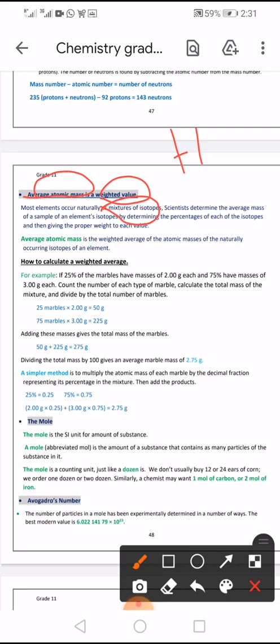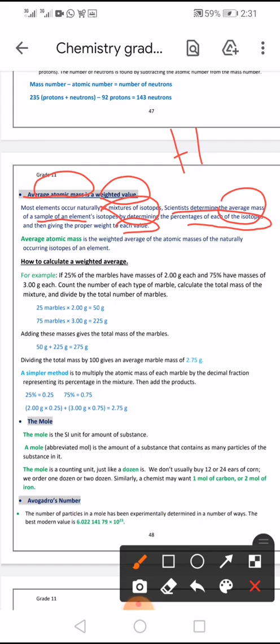Scientists want to know the average mass of a sample of an element, like hydrogen, with its isotopes. We can get the average atomic mass by determining the percentage of each isotope and then giving the proper weight to each value.